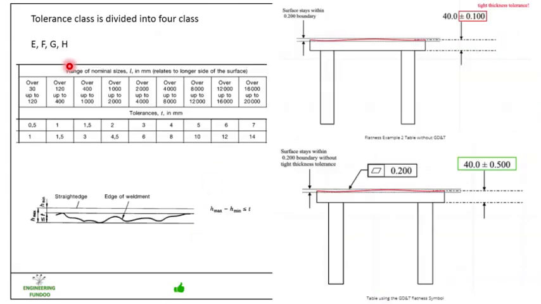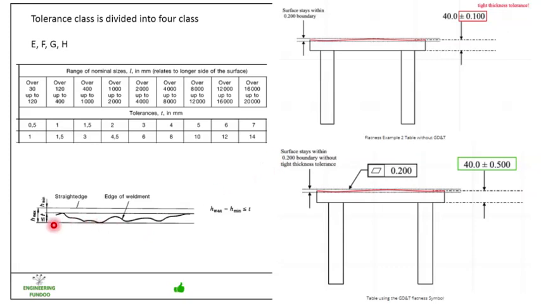Then for flatness and parallelism, the classes are divided into E, F, G and H. Here you can see the different ranges over which it has been applied, and for class E and F it is 0.5 for over 30 mm and up to 120 mm. For class G and H it is 1 mm. Sorry, I have not presented the whole table, so this is for class E and this is for class F, and for class G and H I have not presented the table over here. Similarly, there is another range over which it has been applied, that is also not presented here.